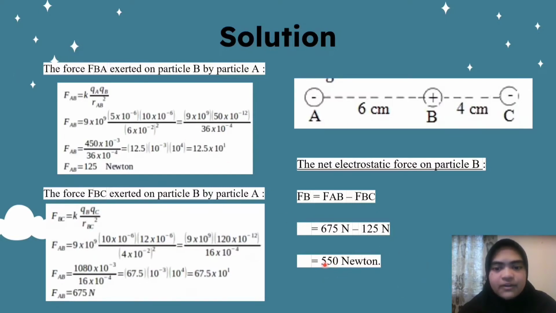So that 550 Newton is the net electrostatic force on particle B, which is acted on by charge A and charge C.